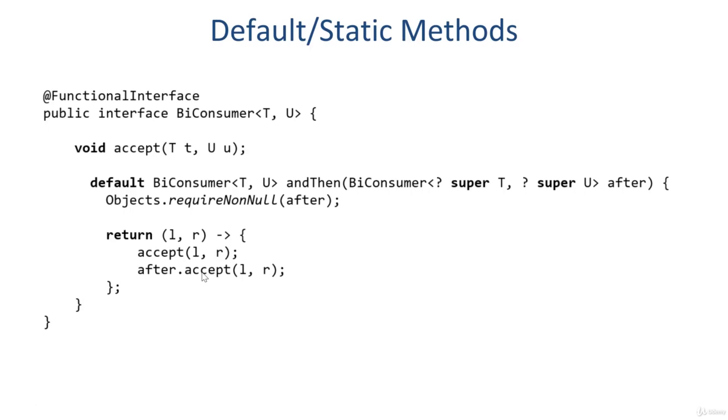We have been using the Consumer interface in our implementation. If you look at this interface, it has an abstract method, void accept, which does not provide any implementation, and we have a default method, andThen, which provides the implementation in the interface. So that's all for the theory of default and static methods of interfaces.